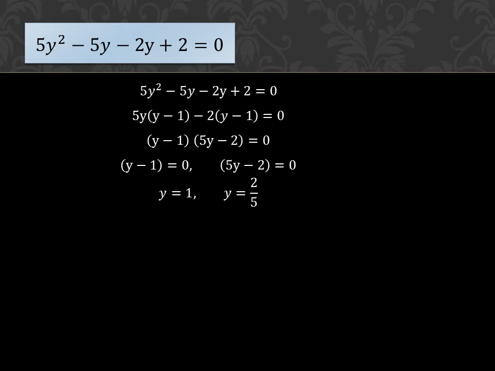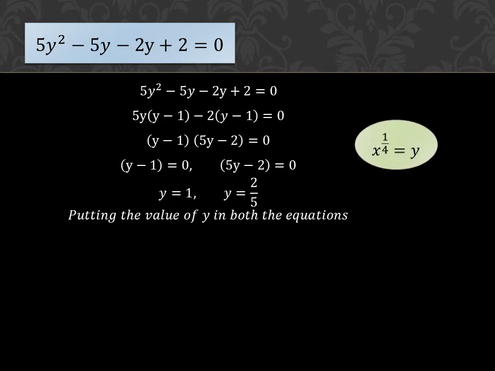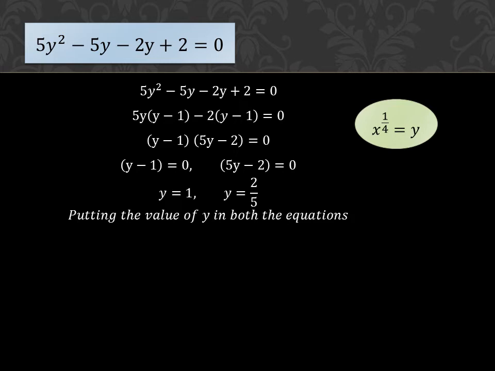Our question was in the form of x, so we have to replace y now, putting the value of y in both the equations. What was the value of y we supposed in the previous slide? It was x power 1 by 4 equals to y. So we will write x power 1 by 4 equals to 1 and x power 1 by 4 equals to 2 by 5. Now we must be having the answer of x, but we are having its power as 1 by 4.